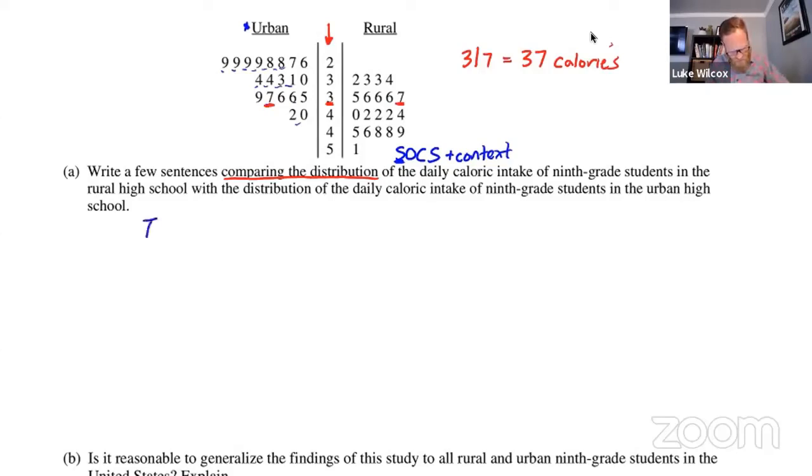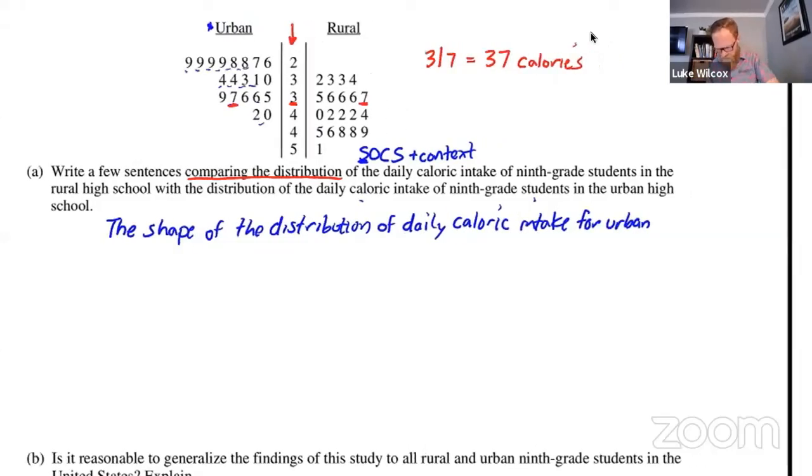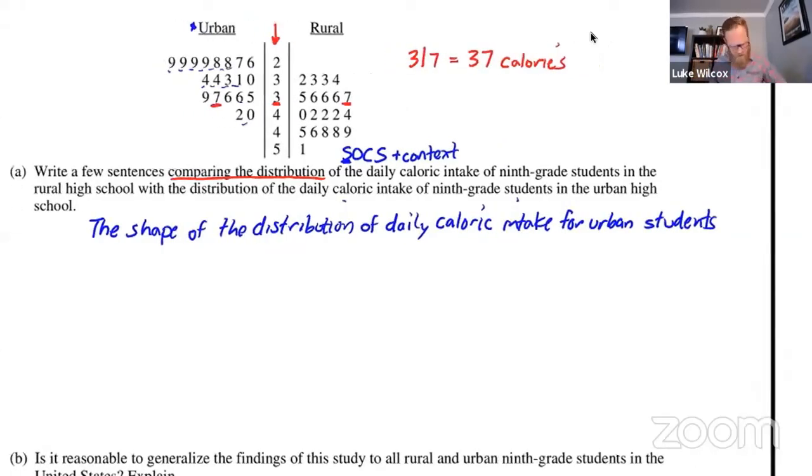So I'm going to say this: the shape of the distribution. And right here, I'm going to go ahead and take care of handling the context of the problem right away in this first sentence. The context here, it's the distribution of daily caloric intake. And listen, once we've established the context once, we don't have to continue to say it over and over again, right? So we're done with that. And we're going to start for the urban students. And for the urban students, we said that the distribution is skewed right.